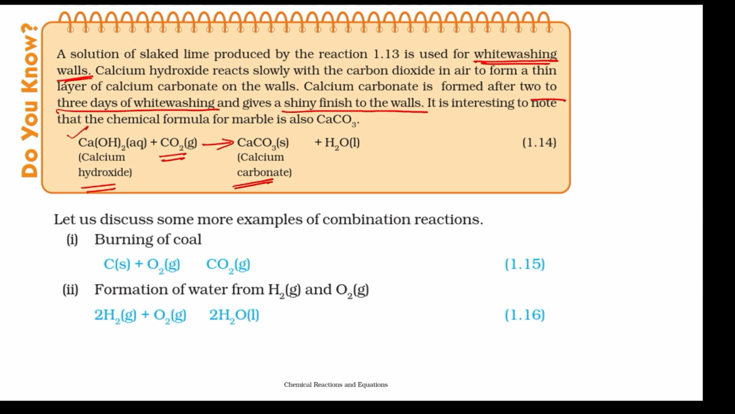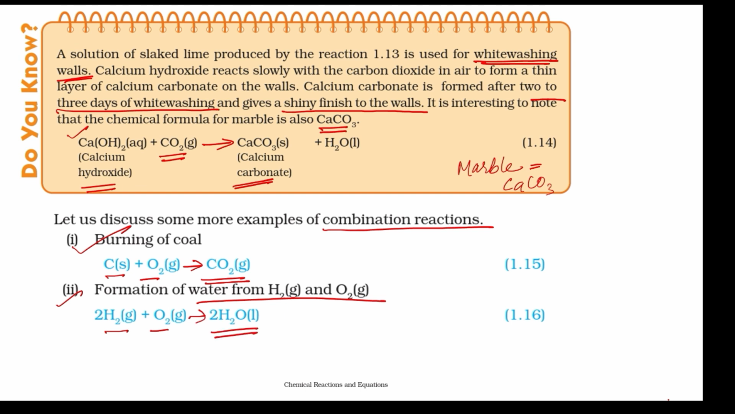The formula for marble: this calcium carbonate is also the chemical formula for marble. If the chemical formula of marble is asked, you can write it as calcium carbonate. Some more examples of combination reactions: burning of coal. Carbon plus oxygen forming carbon dioxide, तो single product बन रहा है, this is a combination reaction. Formation of water from hydrogen and oxygen, तो यहाँ पे hydrogen और oxygen reactant हैं, water product है, single product formed, so combination reaction.